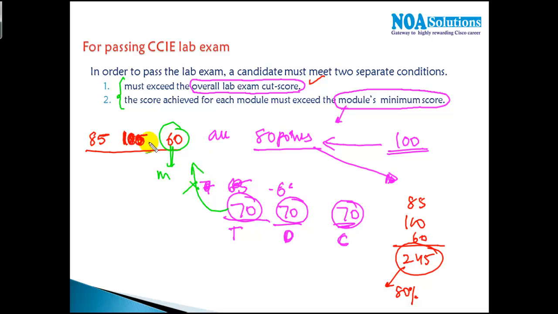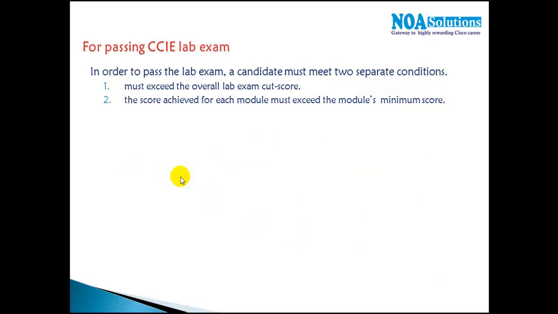So you have to ensure that you get at least the minimum score in each and every section, and the overall score should also be more than whatever is given here. These are the two conditions that must match. Based on this, the grading of your examination, these are the conditions that have to be satisfied.